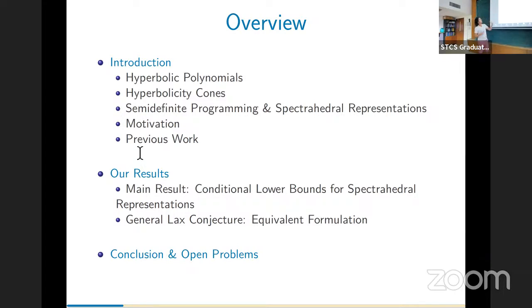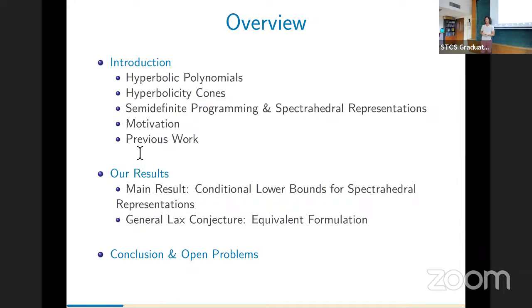Okay, so the overview is, since this might not be familiar to many, and I think Piyush might be super familiar with this, so I'll bore him a lot. I'll talk to you about hyperbolic polynomials and hyperbolicity cones, and then I will talk about semidefinite programming and spectrahedral representations, give a little bit more motivation and tell you about previous work, and then I'll talk a little bit about one result, about lower bounds for these spectrahedral representations.